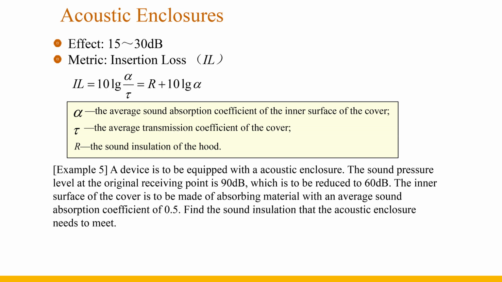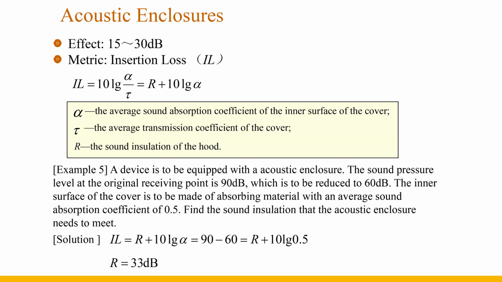Next, let's do an exercise. A device is to be equipped with an acoustic enclosure. The sound pressure level at the original receiving point is 90 dB, which is to be reduced to 60 dB. The inner surface of the cover is to be made of absorbing material with an average sound absorption coefficient of 0.5. Find the sound insulation that the acoustic enclosure needs to meet.